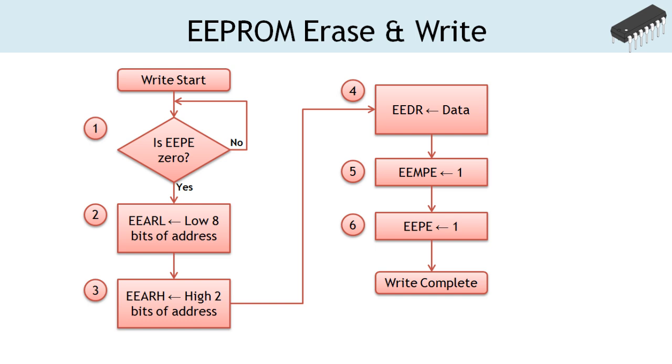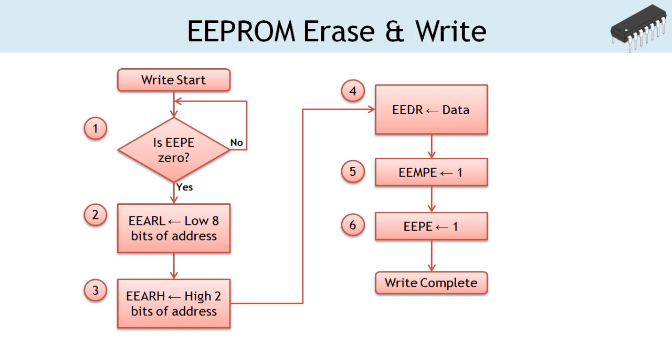The flowchart shows the steps to write the values to the address, data, and control registers. The first step is to check if the EEPE bit in the EECR register is 0. If it is not, the previous write or erase operation is in progress, and we must wait for it to become 0. Once the EEPE bit becomes 0, then the address register pair, that is EEARH and EEARL, must be initialized with the address. This happens in two instructions.